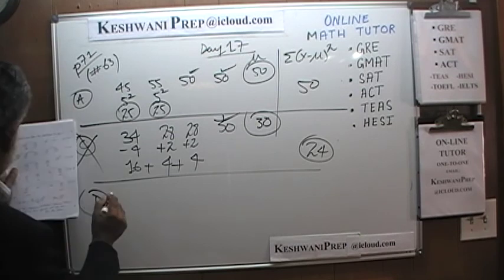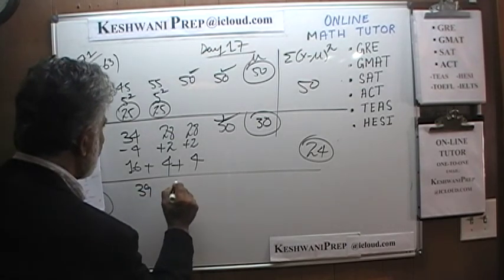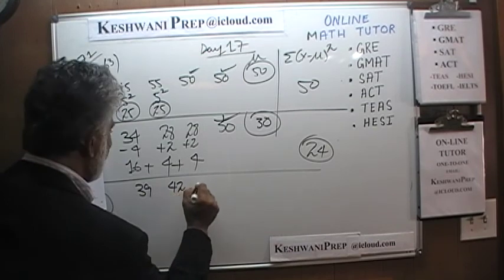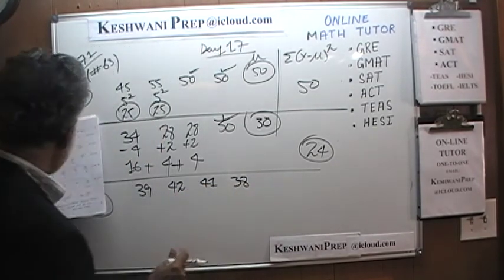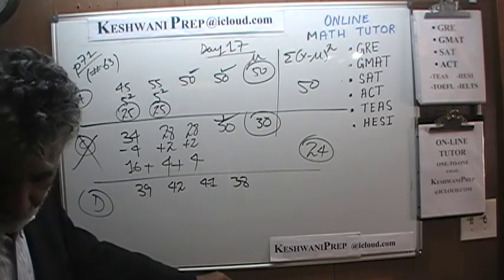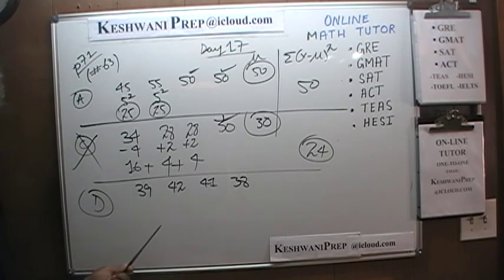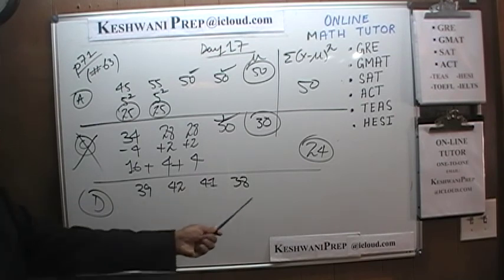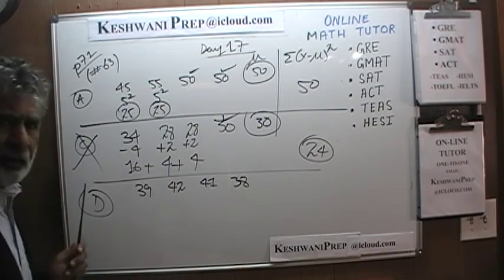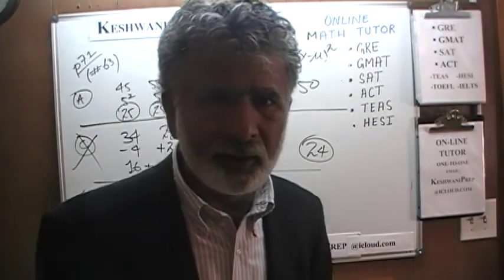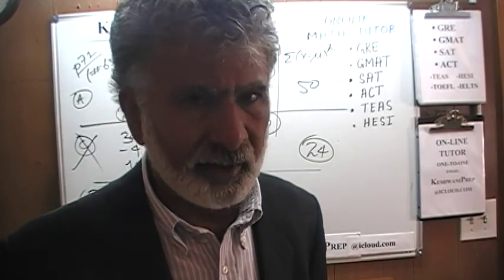D says 39, 42, 41, and 38. And this doesn't actually take too long if we know exactly what we're doing and if we don't have to explain anything to anybody. Again, don't do it out. Don't add them up, this plus this plus this and divide by 4. That takes too long. Just visual observation should help you here. These questions are not designed in a way where that requires an actual physical calculation a lot of the time.